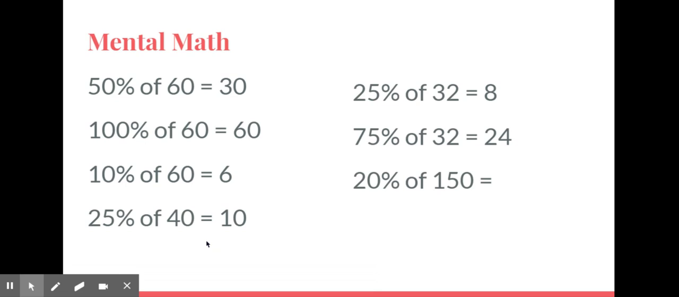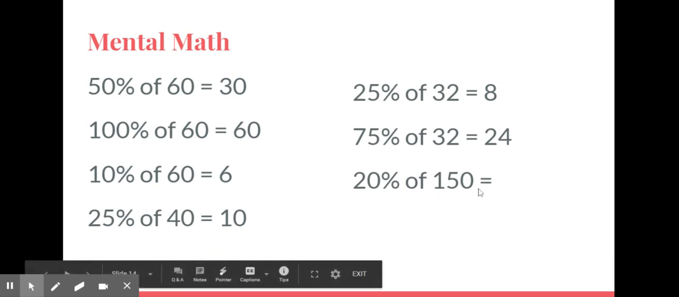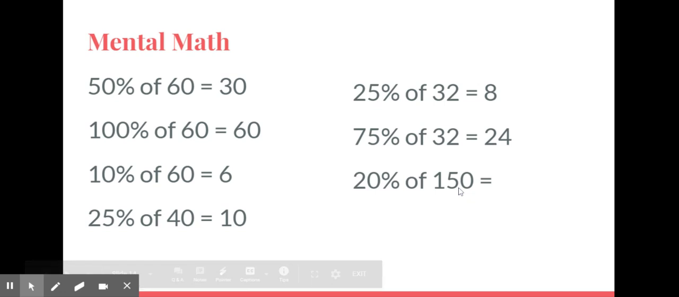20% of 150. So I'm going to first figure out 10%. So I'm going to take my decimal and move it over 1. So 10% is 15. 20% would be 15 plus 15. So it would be 30.